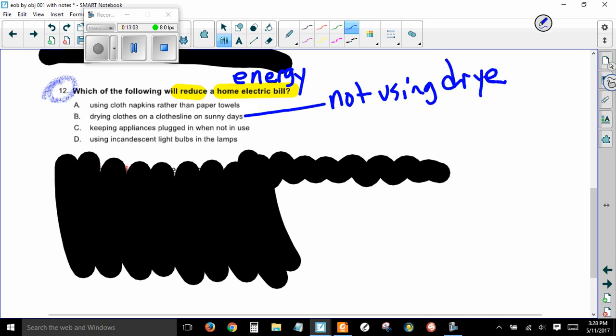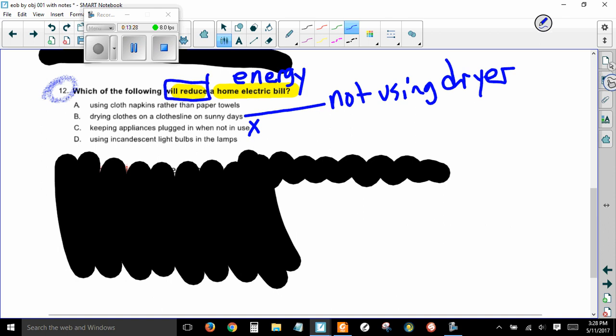And dryers use a lot of electricity because it's electricity that makes them heat up. Keeping appliances plugged in when not in use. Okay, if the appliance is plugged in and that little red light on the front of your TV is on, that uses electricity. So that's not going to help you reduce. And again, reduce is the key word here.